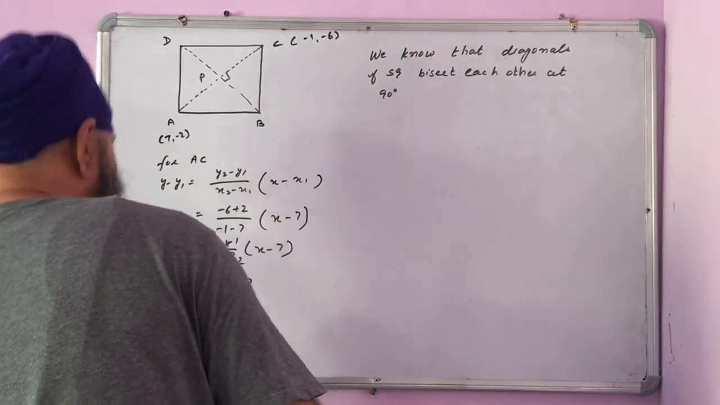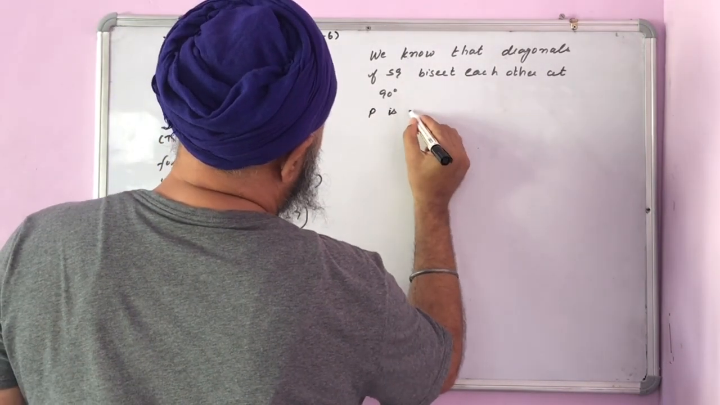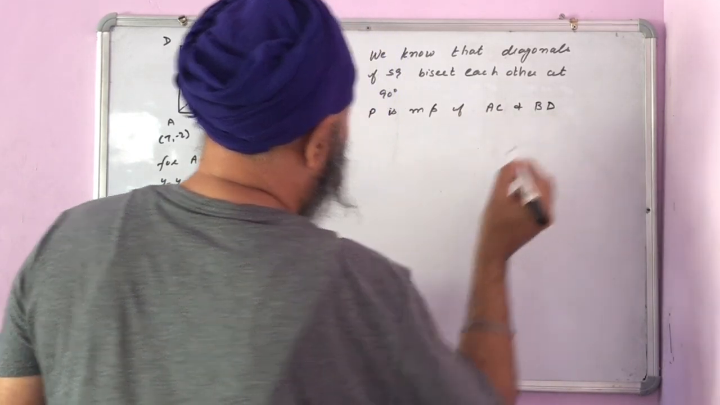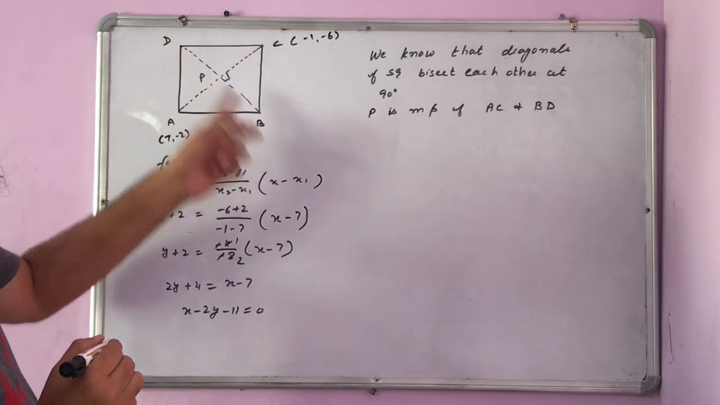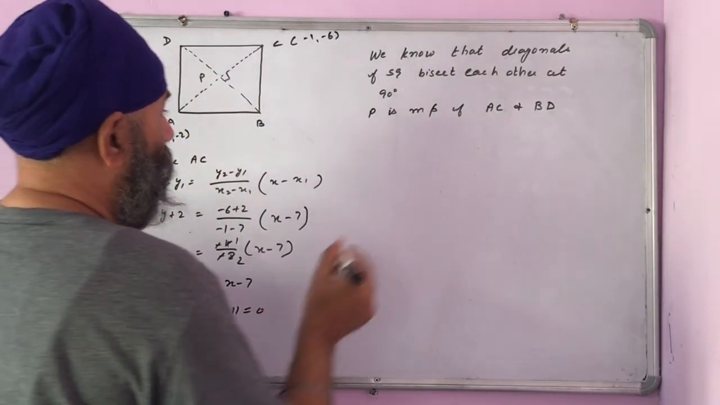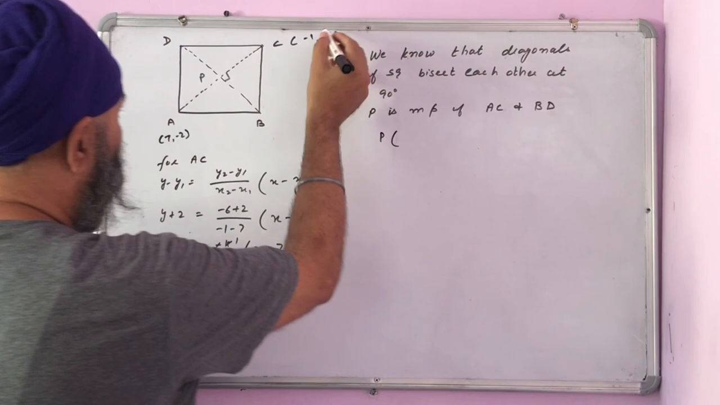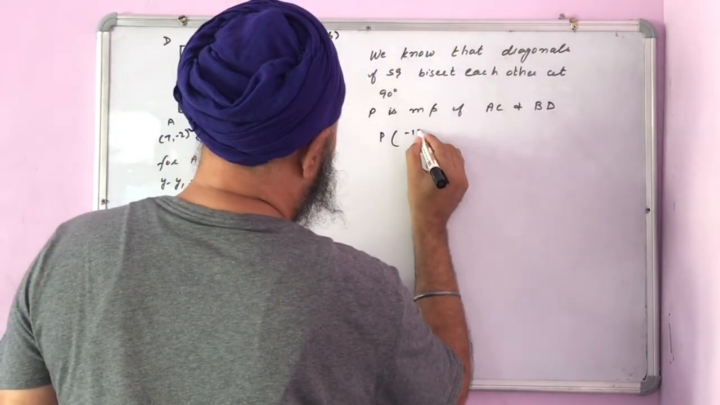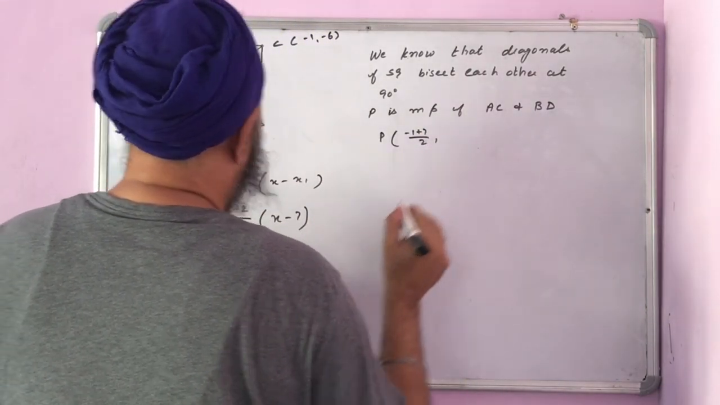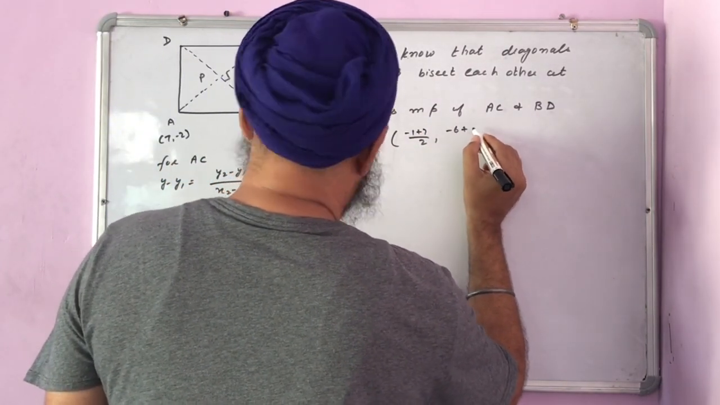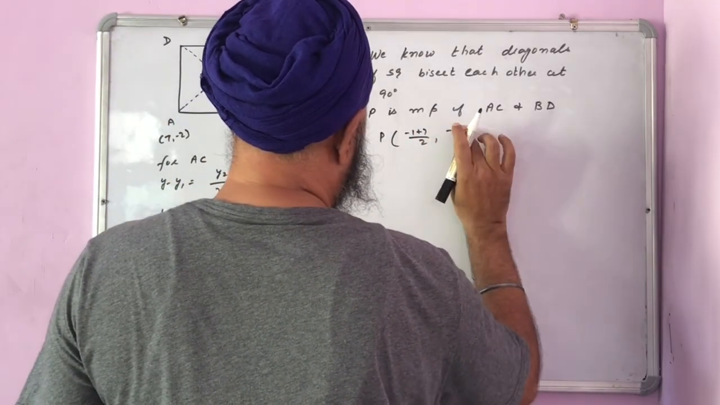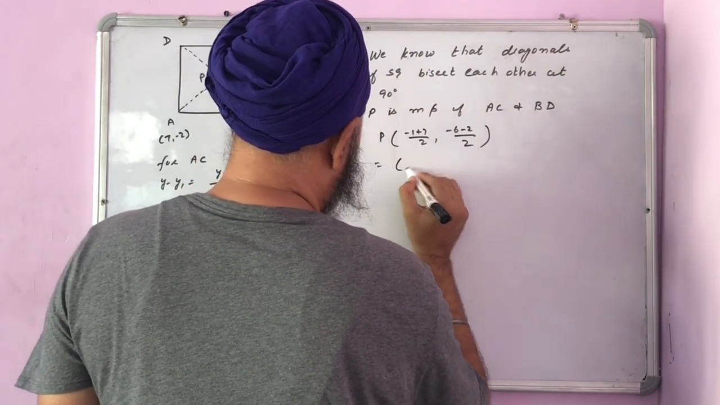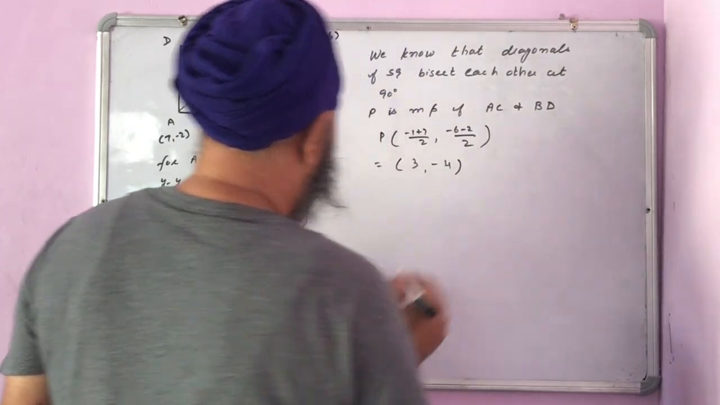So P is the midpoint of AC and BD, because diagonals bisect each other at 90 degrees. You can find the midpoint of AC applying the midpoint theorem. Minus 1 plus 7 upon 2, minus 6 minus 2 upon 2, it is 3, and minus 4.